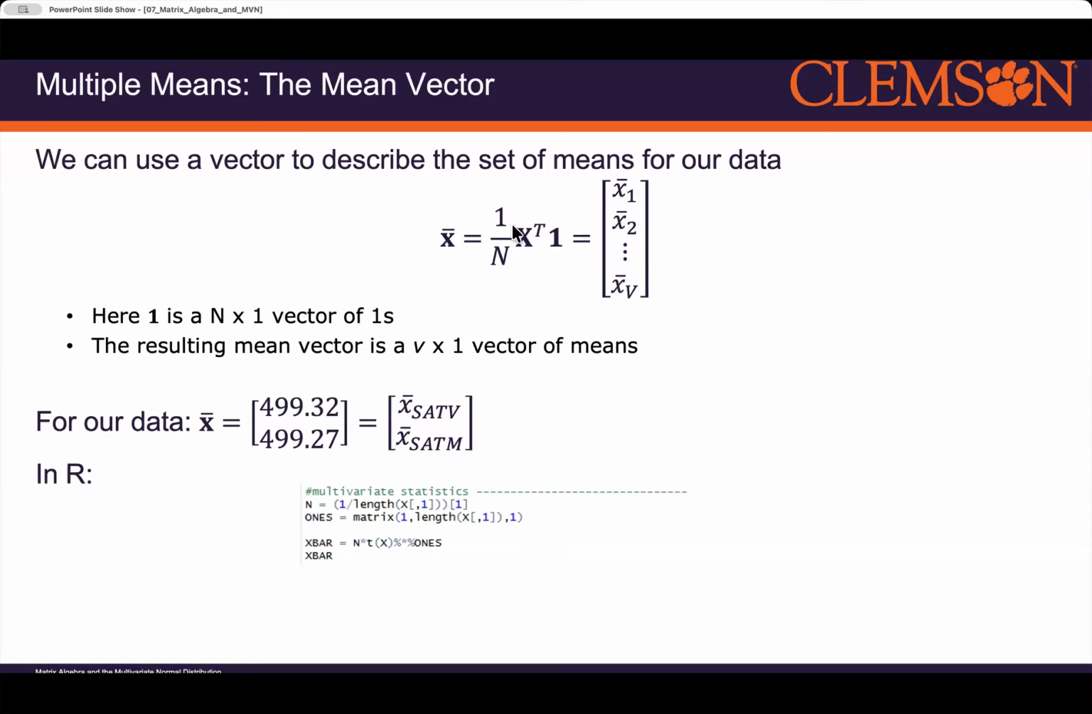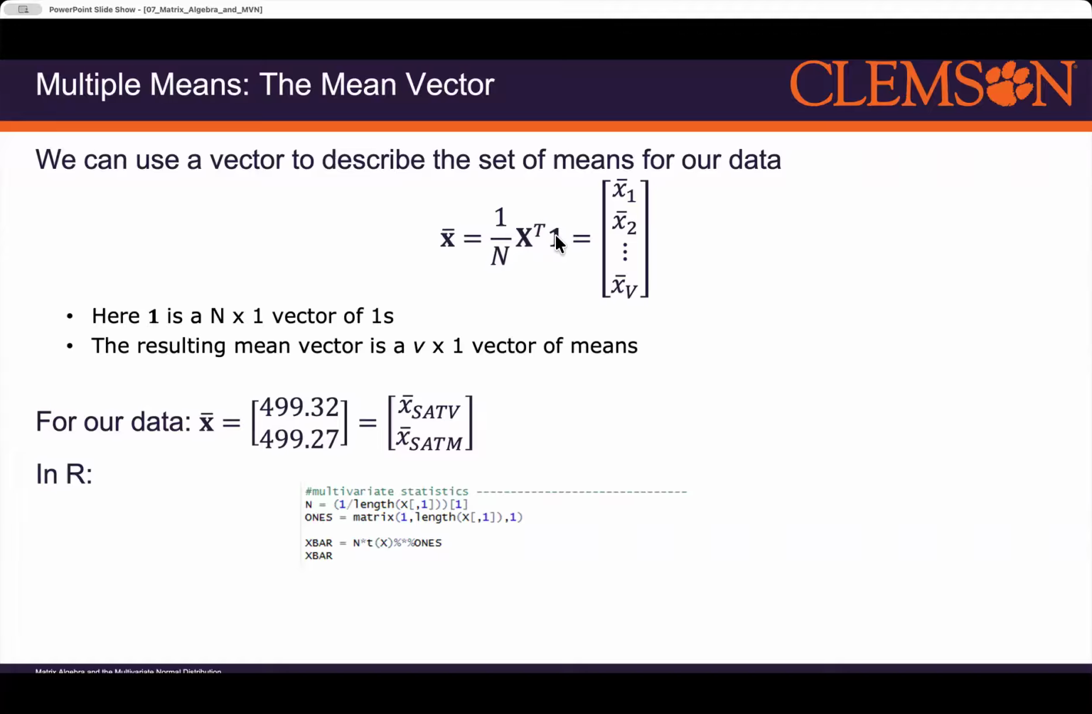The mean vector is literally just a vector of each of the means of your data, right? So in our data, we could just look at our means, put them in a box. Right here, that's the mean of SAT math, the mean of SAT verbal. Here in matrix algebra world, though, it's 1 over n, which is a scalar, times our original data matrix X transpose times the ones vector.